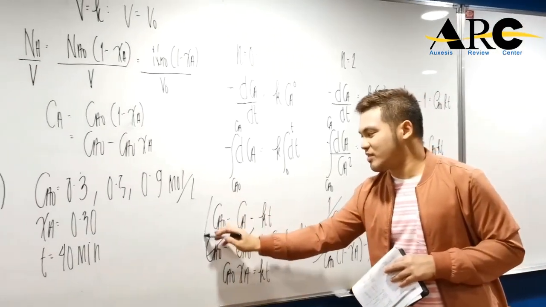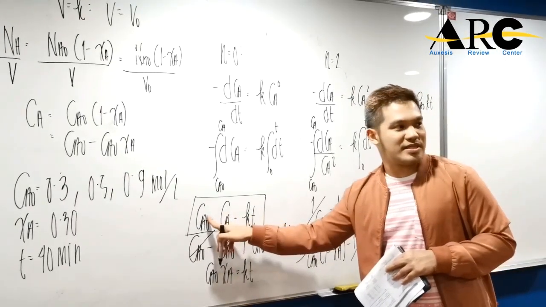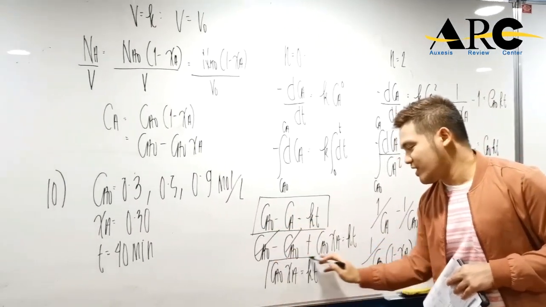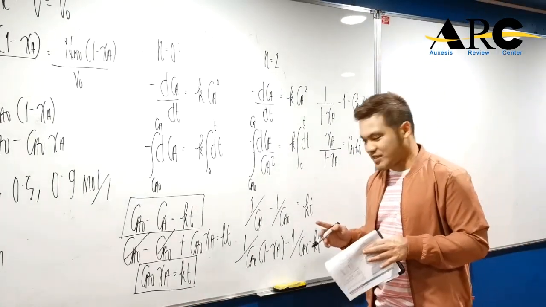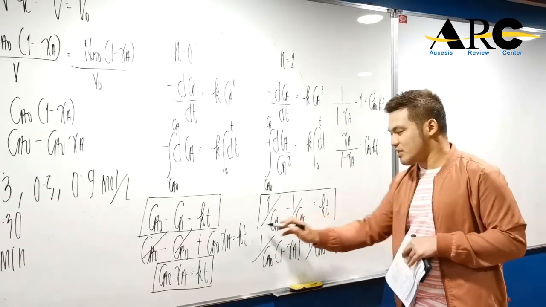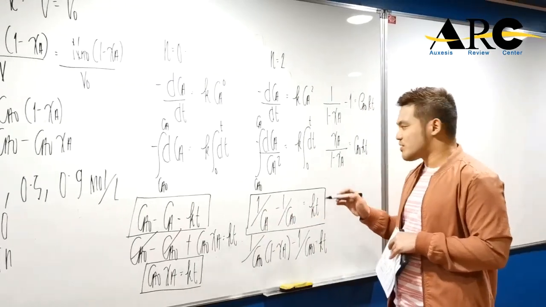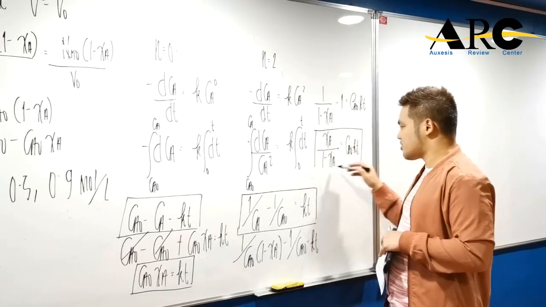So, for example, sa zero order, ito yung relationship ng time sa concentration. Ito naman yung relationship ng time sa conversion. So, how about for second order? Ito yung relationship ng time sa concentration. Sa second order, ito yung relationship ng time sa conversion.